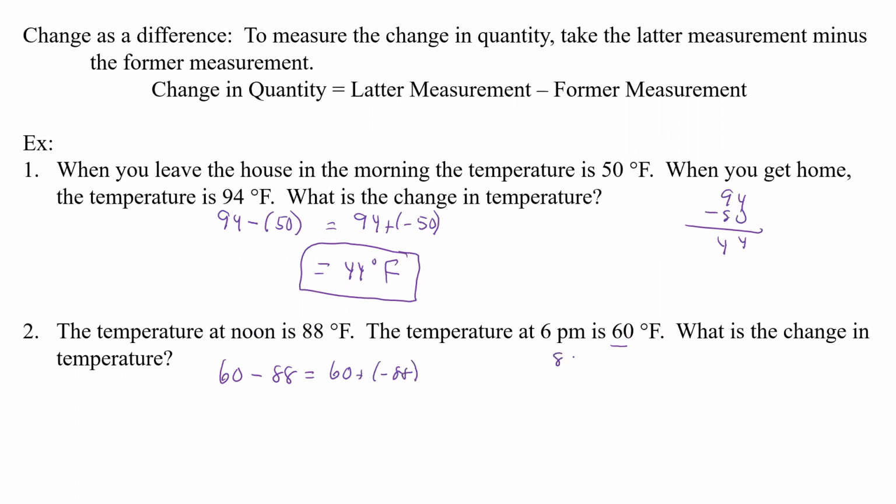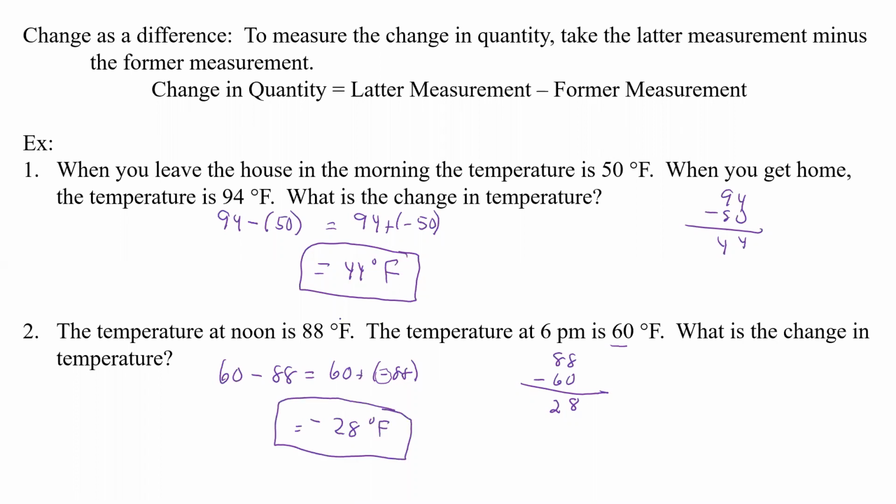We're going to go larger, 88 minus the smaller, 60. 8 minus 0 is 8. 8 minus 6 is 2. And so this becomes 28. But our larger sign is negative, so it's a negative 28 degrees Fahrenheit.